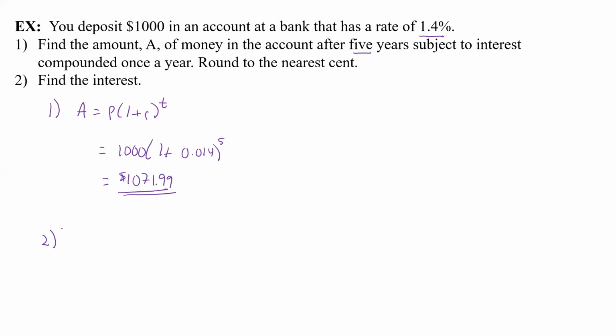Part 2 says find the interest we earned. Well, if we started with $1,000 and we're now at 1,071.99, that means if we subtract those, we should get 71.99 as our interest. So that's how much interest we earned, because we went from 1,000 to 1,071.99.